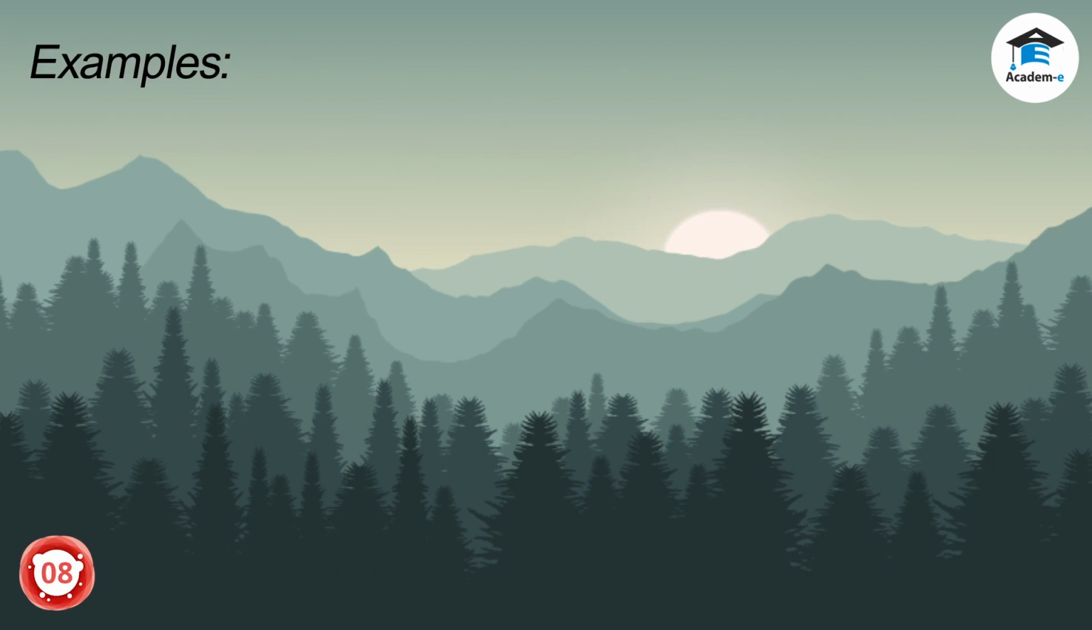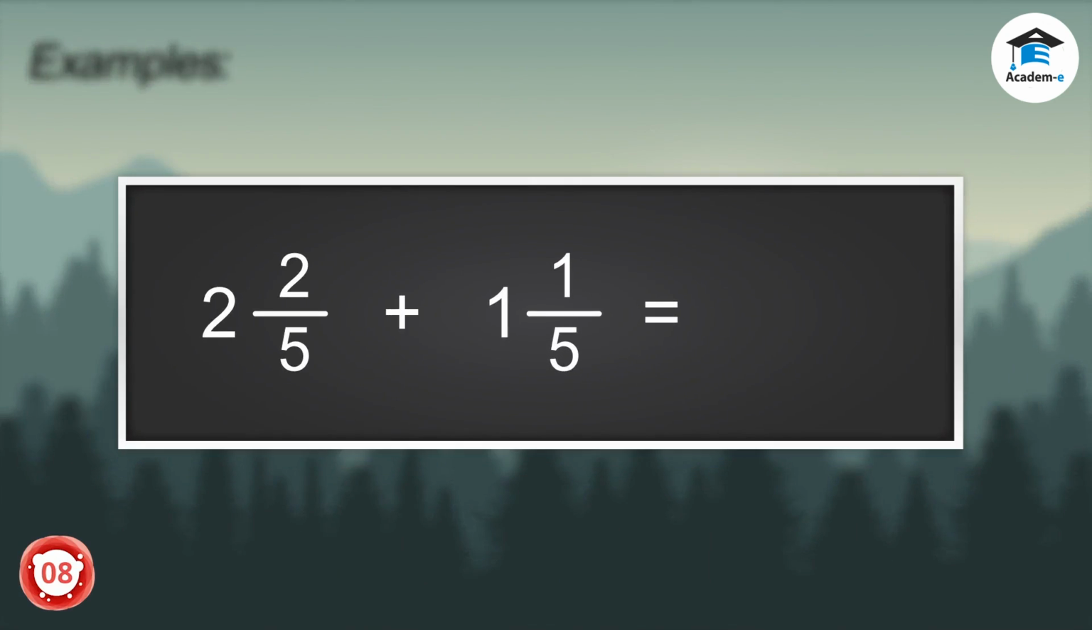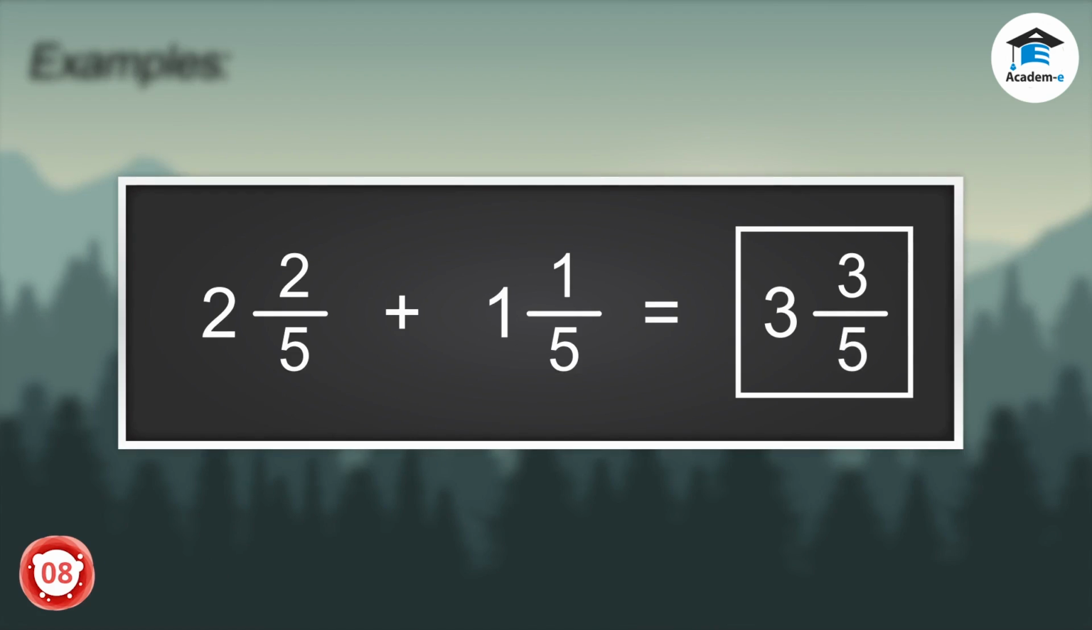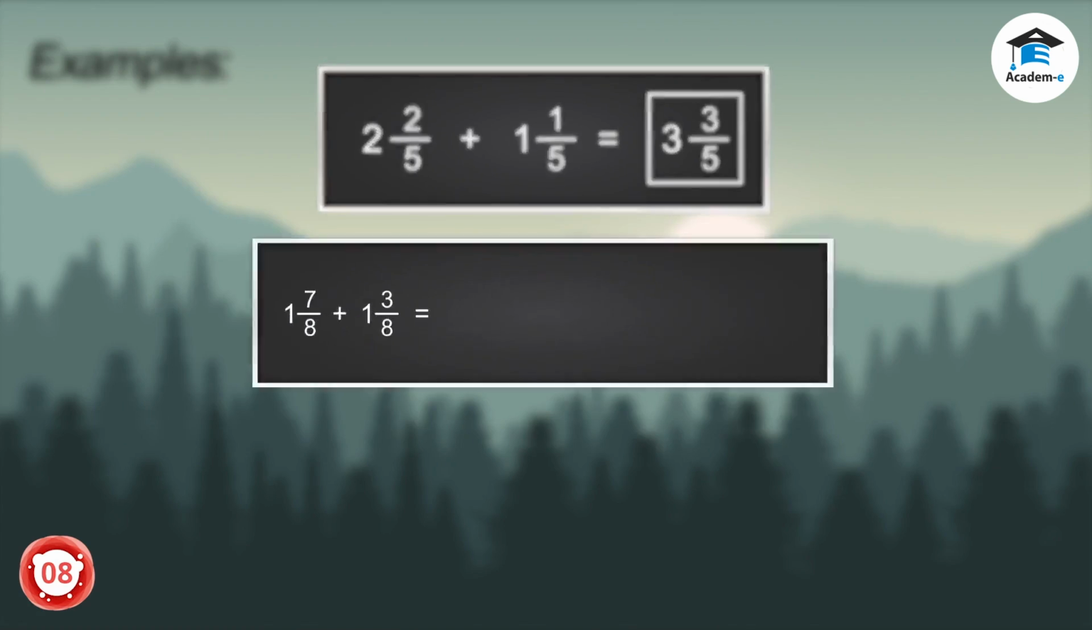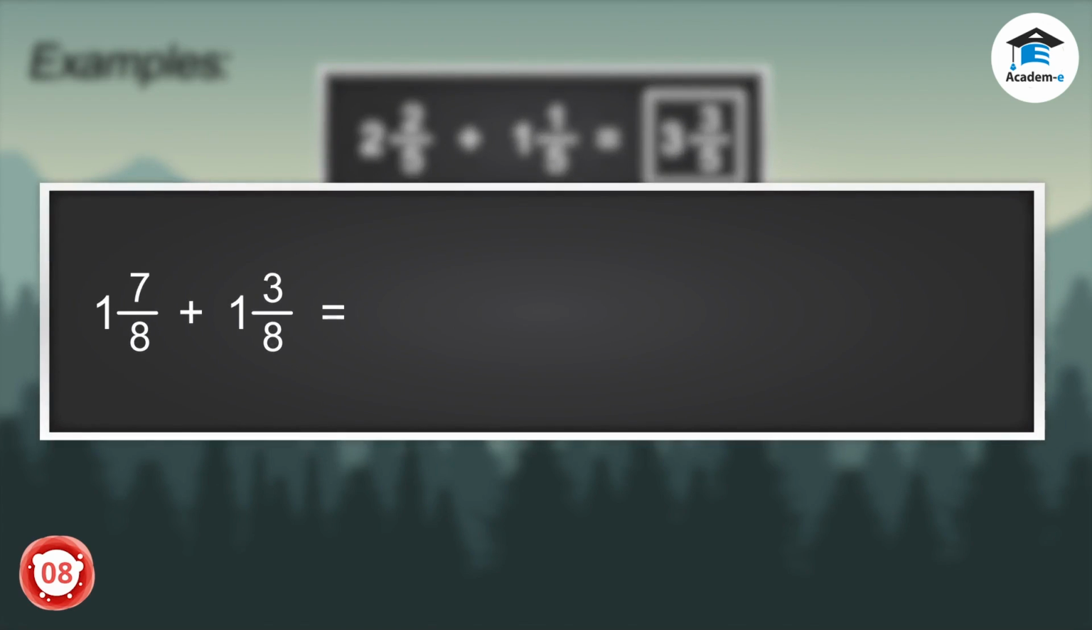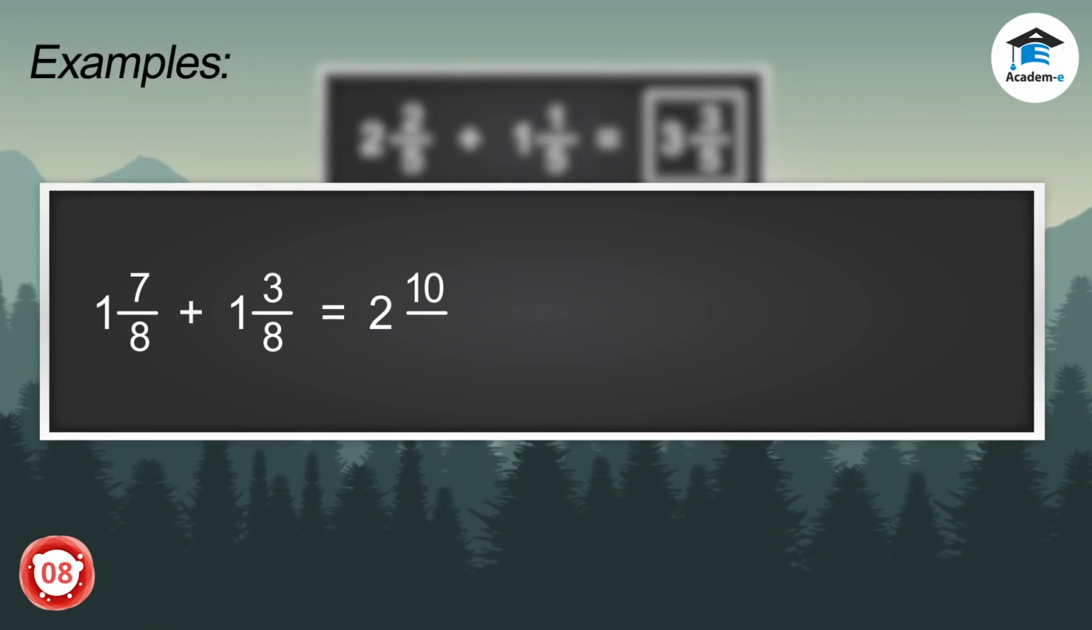Here are some examples. Add the whole numbers. Then, add the numerators. Write the sum and use the same denominator. Add the whole numbers 1 and 1, which is equal to 2. Then, add the numerators 7 and 3, and that gives us 10. We now have 2 and 10/8.